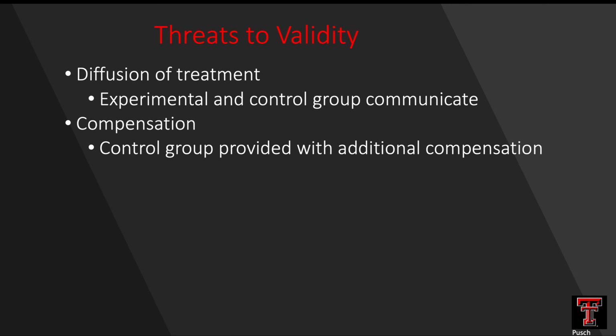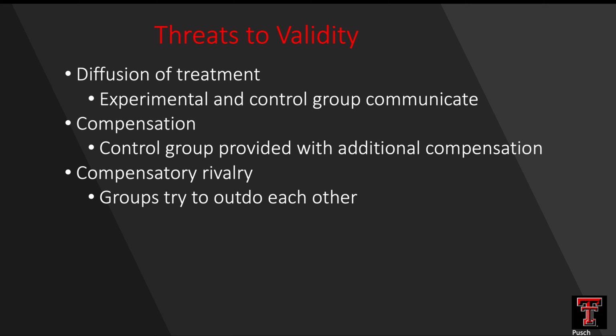Compensation. Maybe the control group is provided with extra compensation. Again, maybe an issue, especially if you're giving out compensation, but a researcher can control for this by just not giving them that additional compensation. Compensation could be money, an extra couple percentages of your total grade, et cetera.